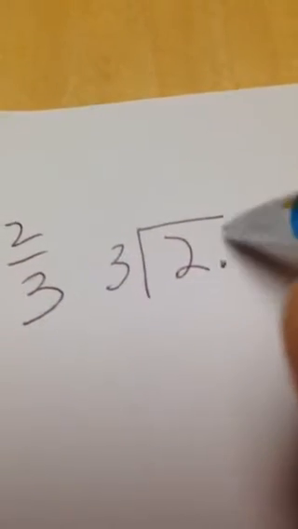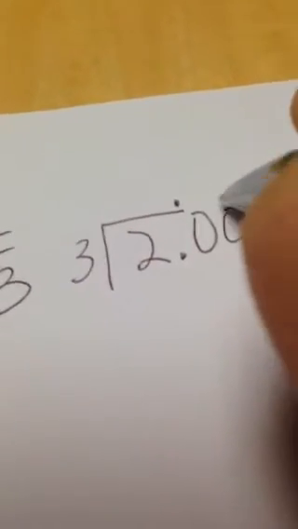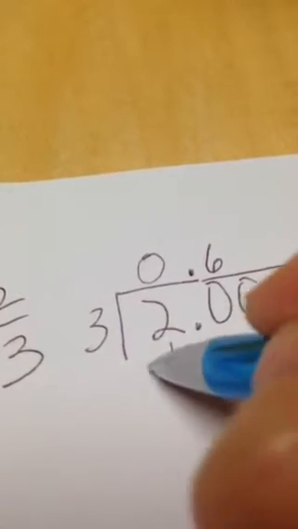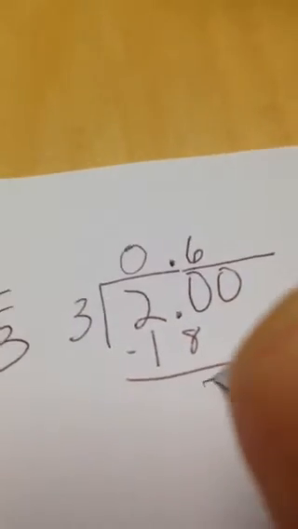There's a decimal at the end of the 2. Bring it straight up, add some zeros. This next part's very important. How many 3's are in 2? None. How many 3's are in 20? 6. 6 times 3 is 18. 20 minus 18 is 2.